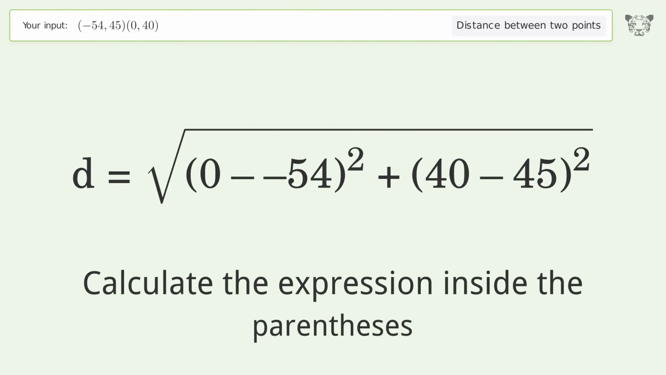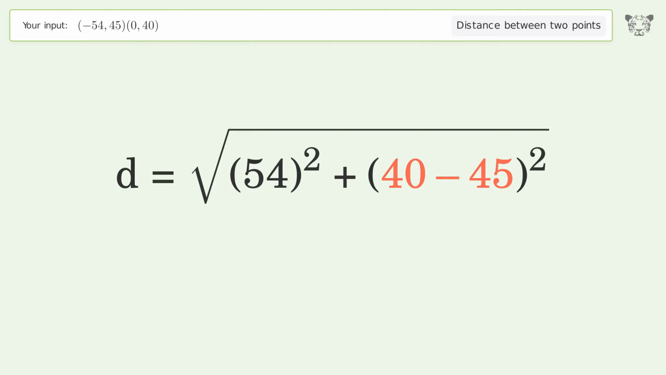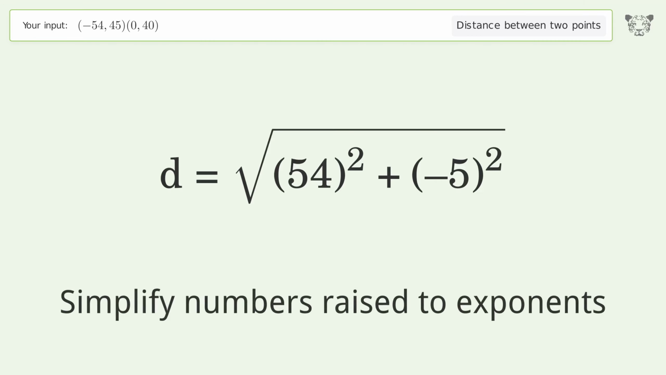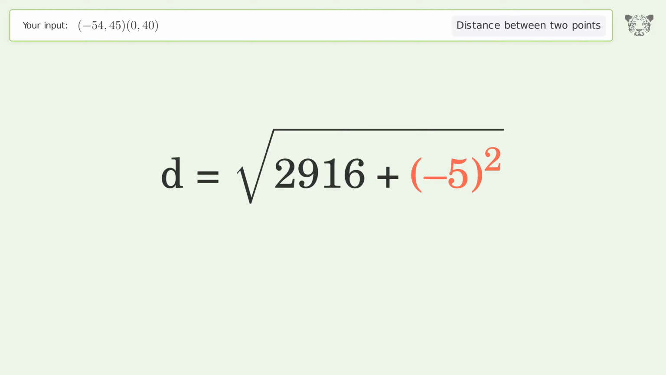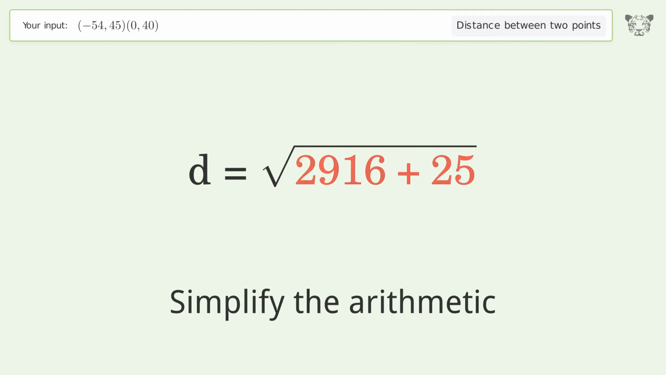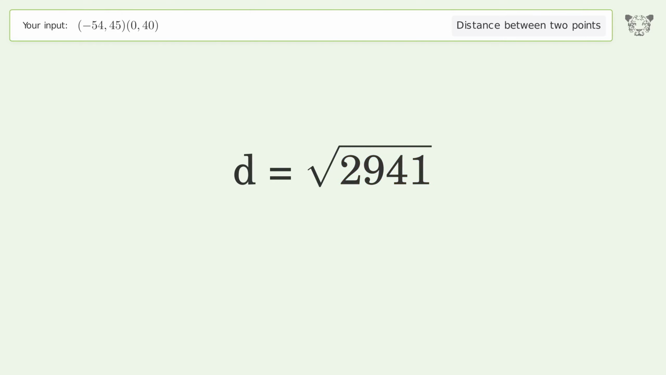Calculate the expression inside the parentheses. Simplify numbers raised to exponents. Simplify the arithmetic. And so the distance between the 2 points is the square root of 2,941 or 54.231.